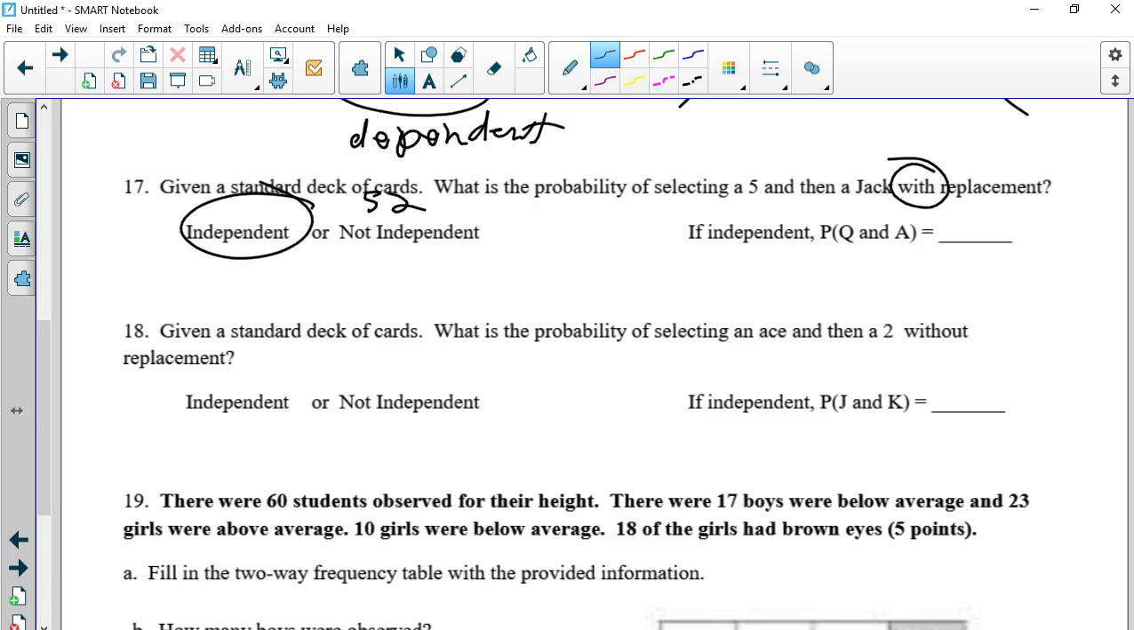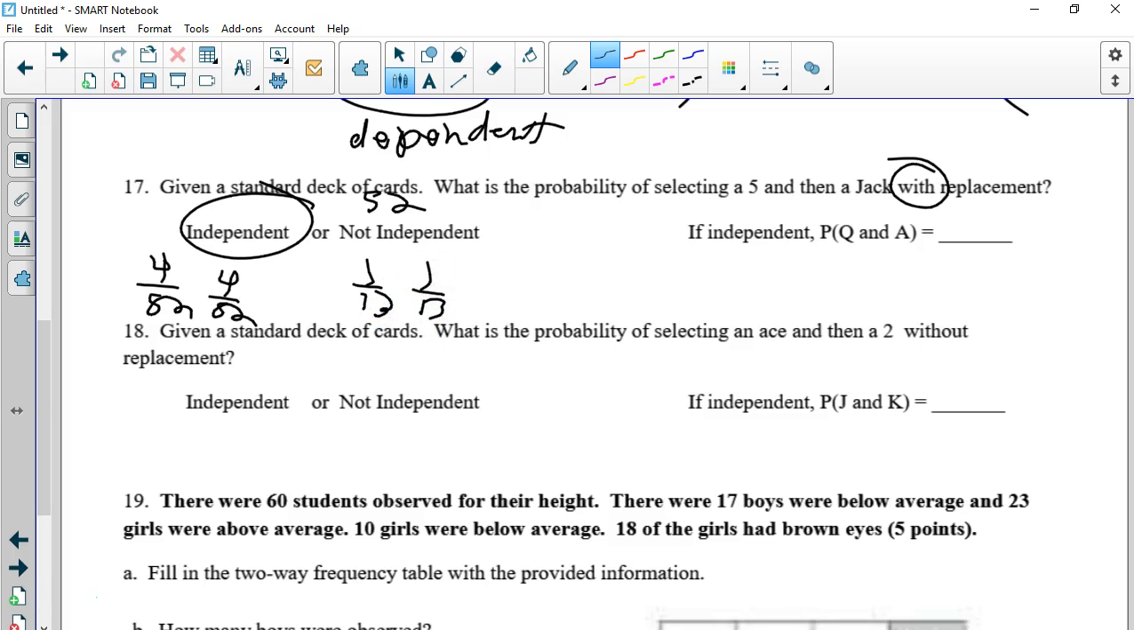So, how many 5s are there in a deck? There's 4 of them out of 52. And then, how many jacks are there? Well, there's 4 of them out of 52. Now, we already talked about this. If you think about it, there's also 1 in each suit. So you could simplify both of these to 1 out of 13 and 1 out of 13.